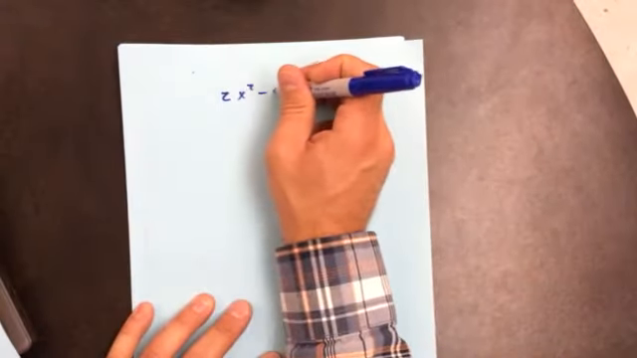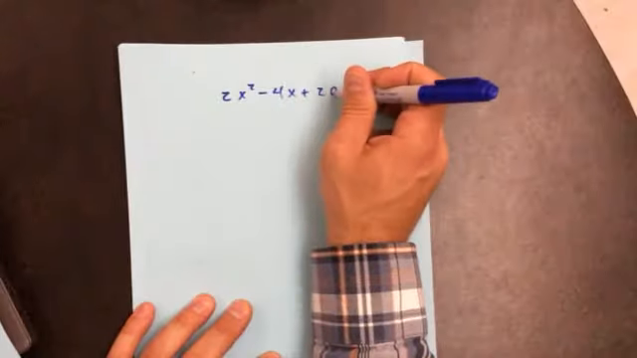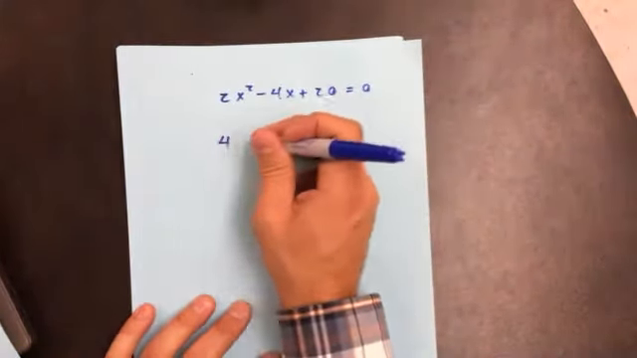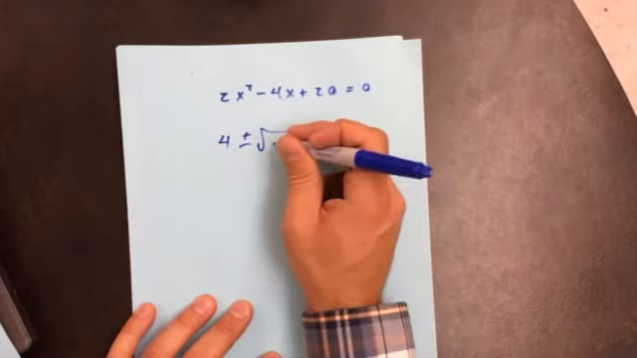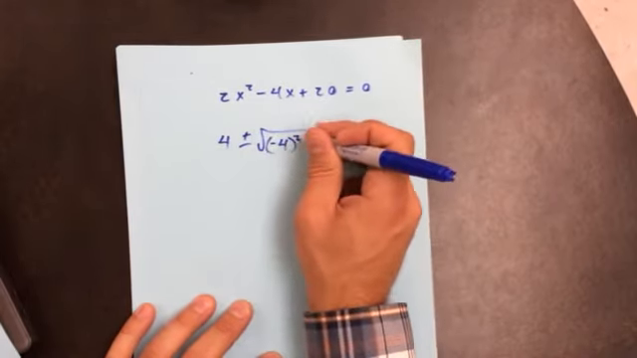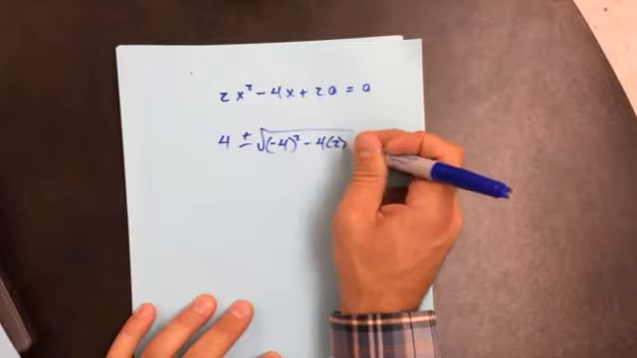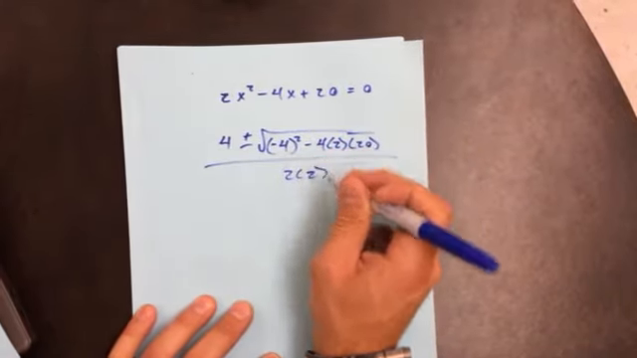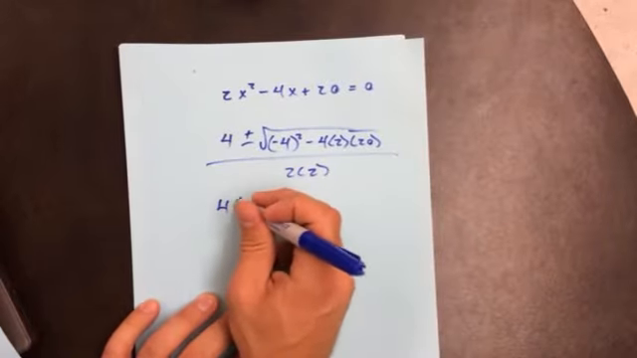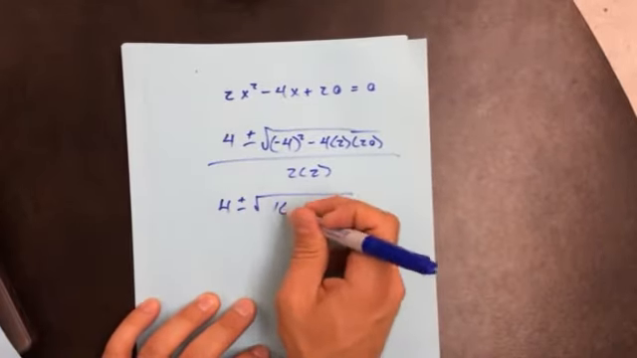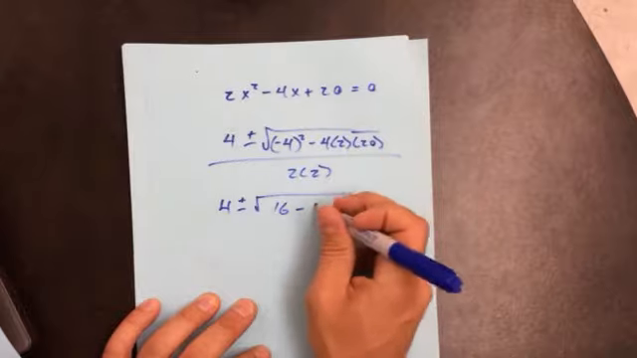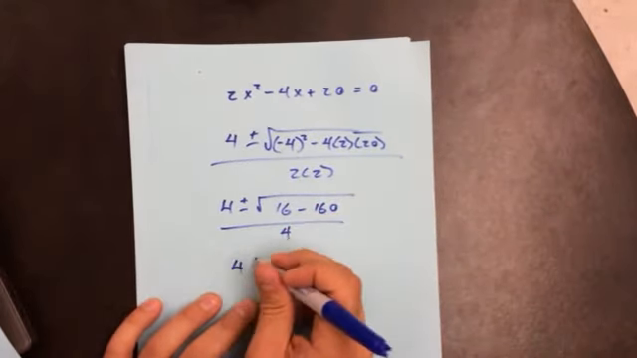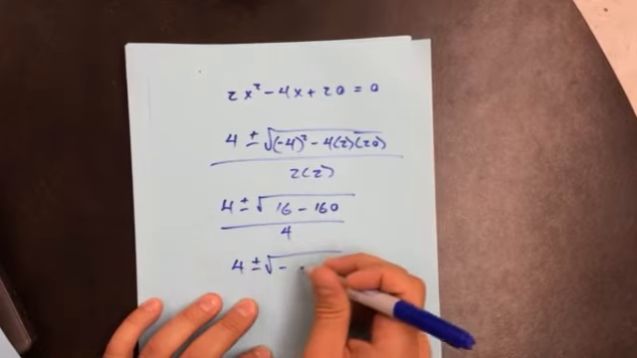One more example. 2x squared minus 4x plus 20 equals 0. Doing the same process. So negative negative 4 is 4 plus or minus the square root of negative 4 squared minus 4 times 2 times 20, over 2 times 2. Simplify inside the radical first. 4 plus or minus the square root of 16 minus 160, divided by 4. 4 plus or minus the square root of negative 144.